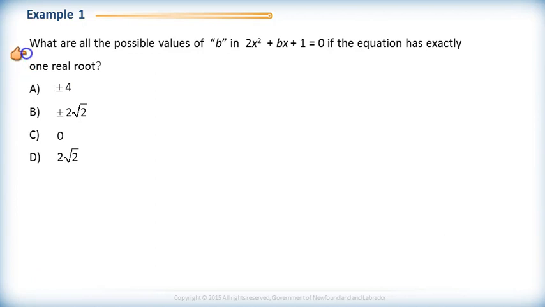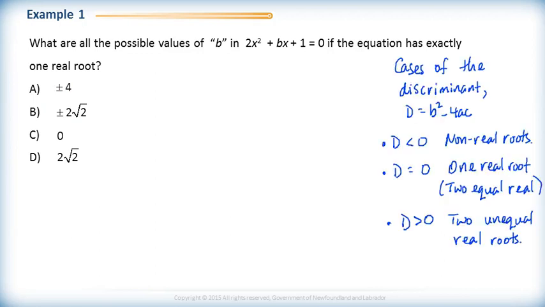Example 1. What are all the possible values of b in 2x squared plus bx plus 1 equals 0 if the equation has exactly one real root? First, we review the cases of the discriminant. If the discriminant is negative, we'll have non-real roots. If it's equal to 0, we have one real root or two equal real roots. If it's positive, then we have two unequal real roots. So it looks like we have to work with this case right here.